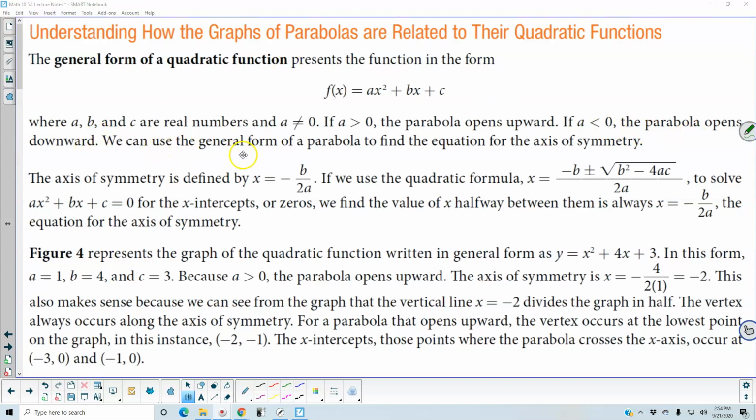We can use the general form of a parabola to find the equation for the axis of symmetry. The axis of symmetry is defined by x equals negative b over 2a. If we use the quadratic formula to solve ax squared plus bx plus c equals 0 for the x-intercepts, or zeros, we find the value of x halfway between them is always x equals negative b over 2a, the equation for the axis of symmetry.